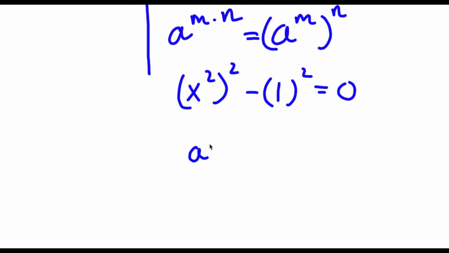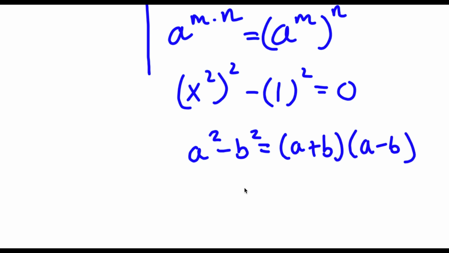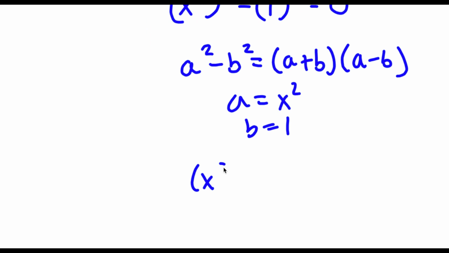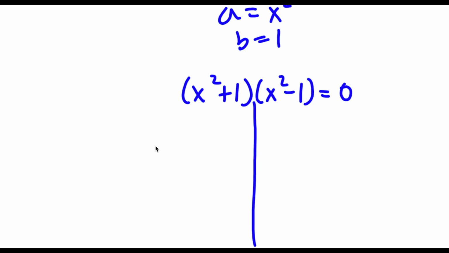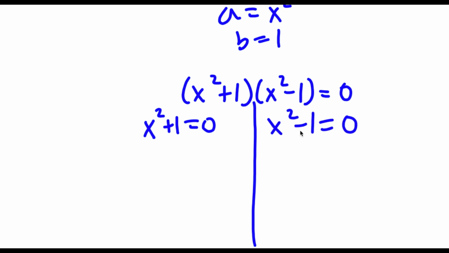Now, if I have something in the form a squared minus b squared, this is the same thing as a plus b times a minus b. So in this case, a is going to be x squared and b is going to be 1. So now I have x squared plus 1 times x squared minus 1 is equal to 0. So now this gives me two equations. I have x squared plus 1 is equal to 0, and I have x squared minus 1 is equal to 0.